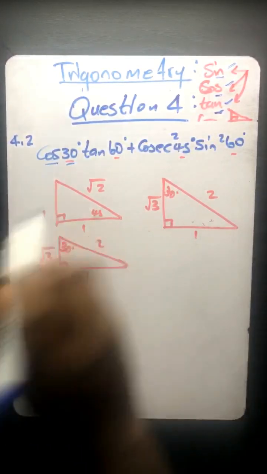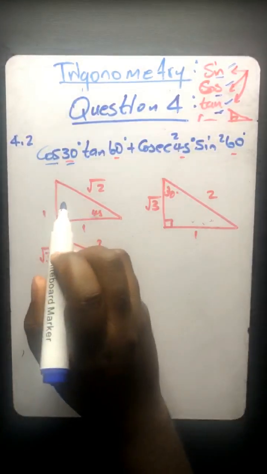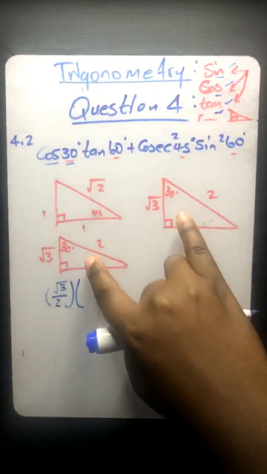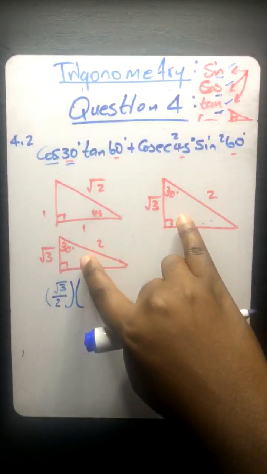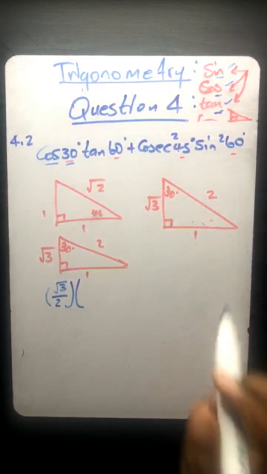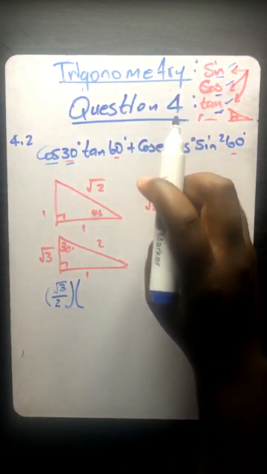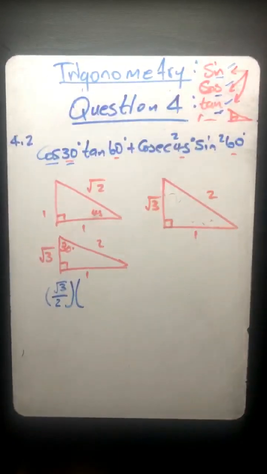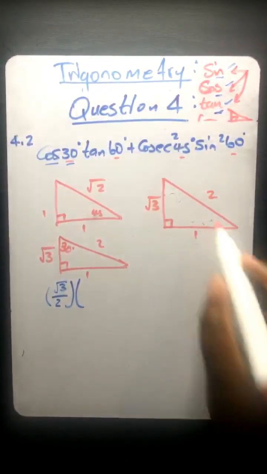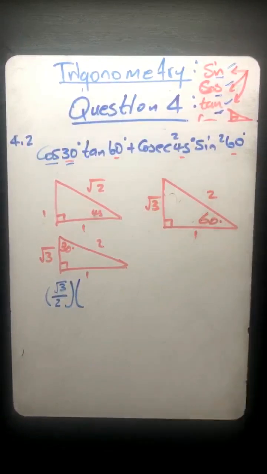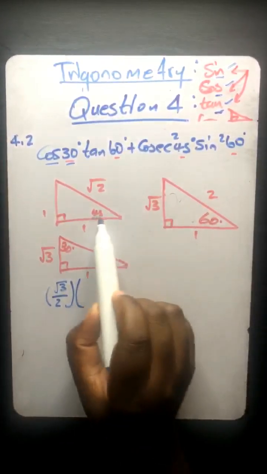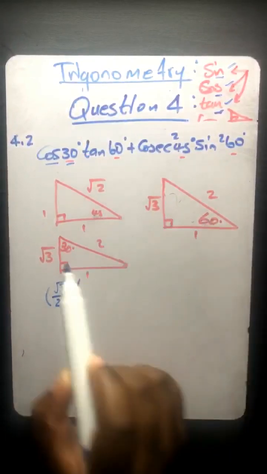I think I made a mistake there. I'll need to decide between these two, which one is for 30 and which one is for 60. Maybe let's say this is the one for 60. I will write that 60 there. 60 degrees there. So can you now see we've got a special angle for 45, for 60, and for 30.